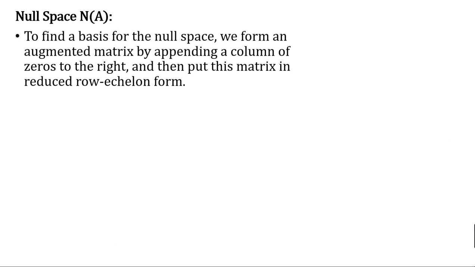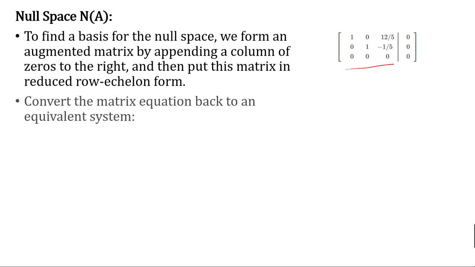Now let us find out the null space. To calculate that, an augmented matrix is needed. It is a reduced row matrix, then append 0 and we will get the augmented matrix. Express that matrix in terms of equations. So x1 plus 12 by 5 into x3 is equal to 0. Then from the second row, x2 minus 1 by 5 into x3 is equal to 0.